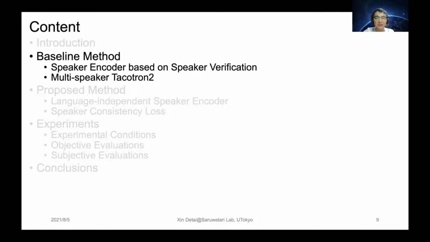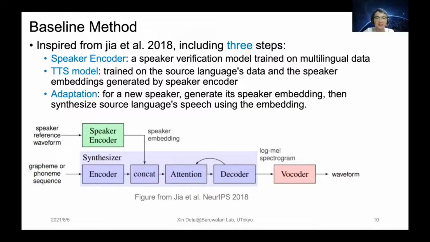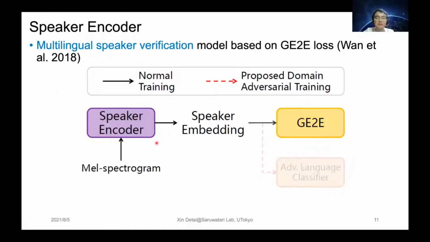I will now introduce the baseline method, which is a monolingual speaker adaptation method. This method includes 3 steps to do speaker adaptation. First, we train a speaker verification model on multilingual data. Then, we train a TTS model on the source language's data using the speaker embedding generated by the speaker verification model. Note that in this stage, we freeze the parameters of the speaker verification model. And finally, we adapt the model to a new speaker by using the speaker embedding of her to synthesize the speech.